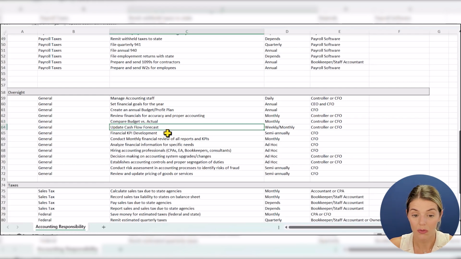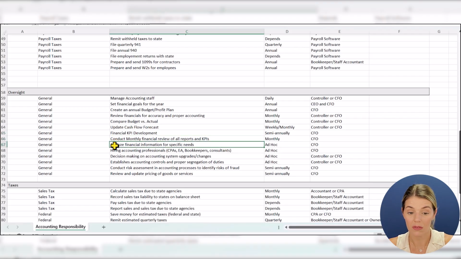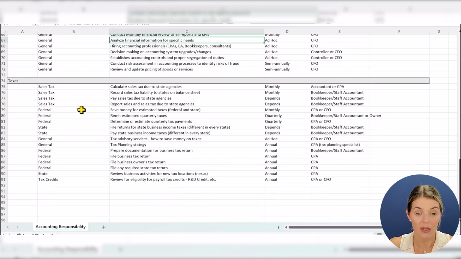Who's updating your cash flow forecast? Who is doing your financial KPI development? Who is conducting a monthly financial review? All of these things are part of this oversight bucket. And a lot of times this would be done by either the CEO, the CFO, or if you have a controller. And then we get into taxes.